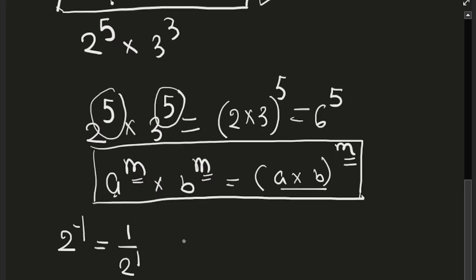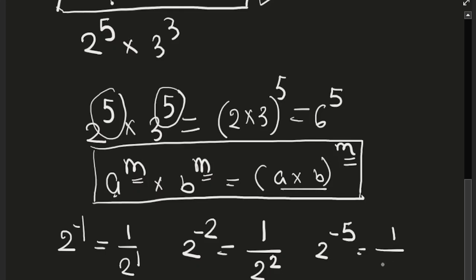So that 2 to the power 1 will come in the denominator and minus will make it 1 by 2 to the power 1. Similarly, if I write 2 to the power of minus 2, it will be 1 by, without minus what is there? 2 to the power of 2. So write 2 to the power 2. 2 to the power of minus 5, what will be the answer? 1 by 2 to the power of 5.